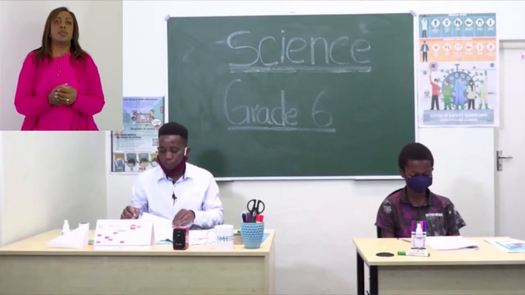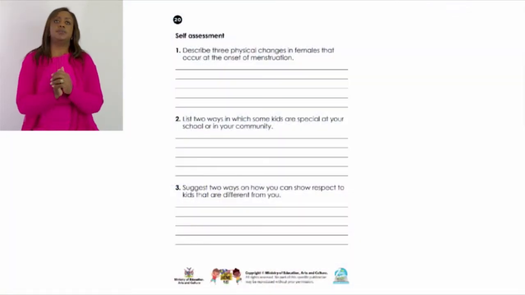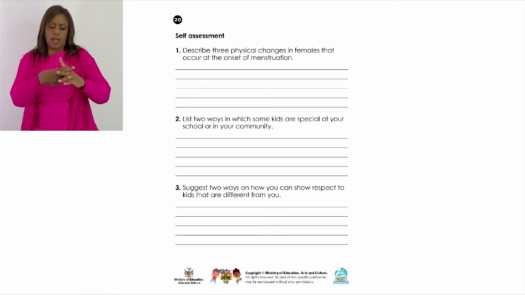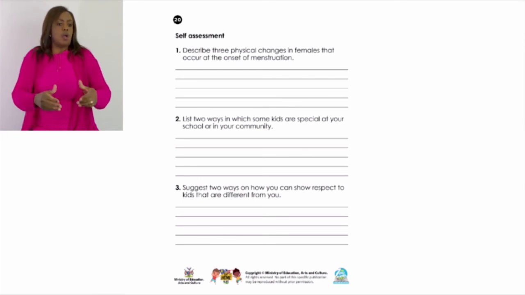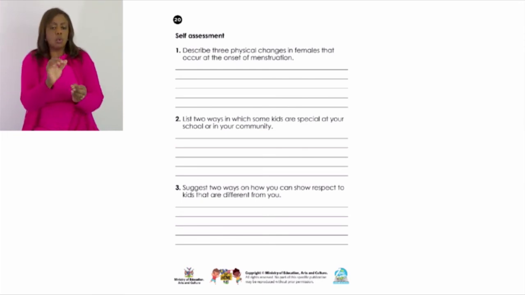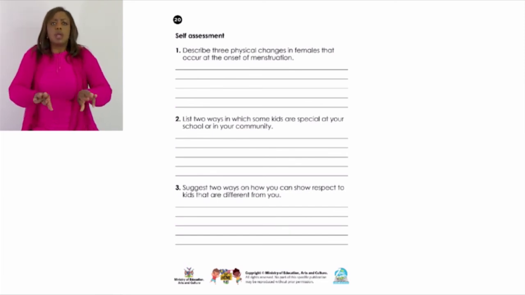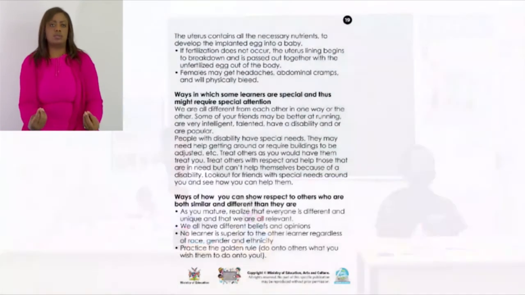Let us now turn to page 20. On page 20, we have our self-assessment activity. Number 1, you are required to describe 3 physical changes in females that occur at the onset of menstruation. The word onset means beginning. Number 2, you should list 2 ways in which some kids are special at your school or in your community. And the last question, you should suggest 2 ways on how you can show respect to kids that are different from you.